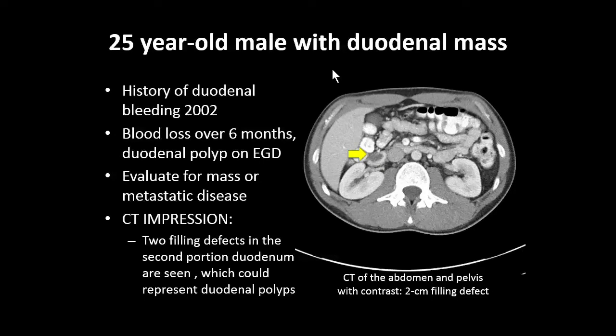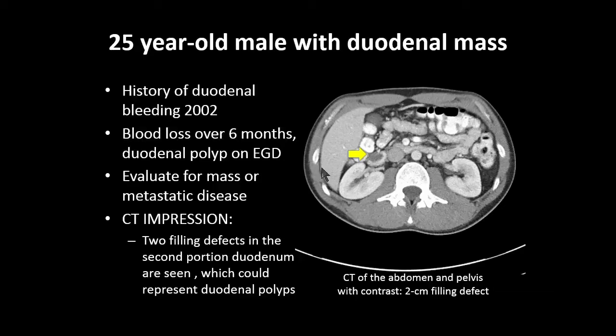So there are a couple of more difficult cases that I'd like to show you, of how we actually use lymphatic markers to make the diagnosis. One was the case of a 25-year-old male, a patient we had at UConn, with a duodenal mass. He had intermittent duodenal bleeding since 2002 and some blood loss more recently. The EGD demonstrated some duodenal polyps. That's as much as we got.